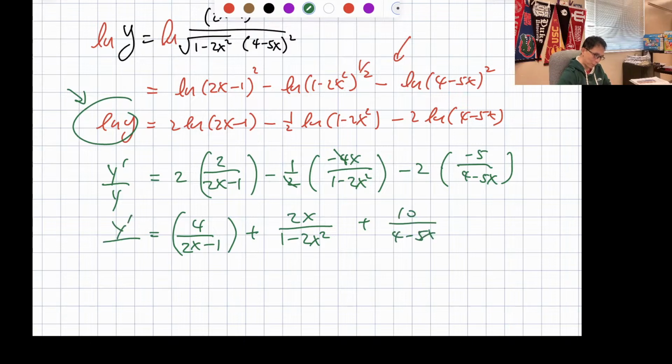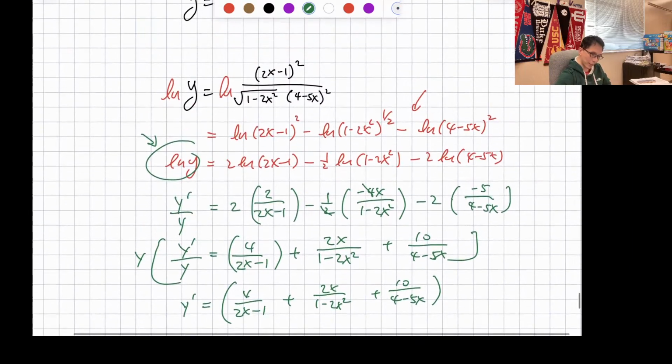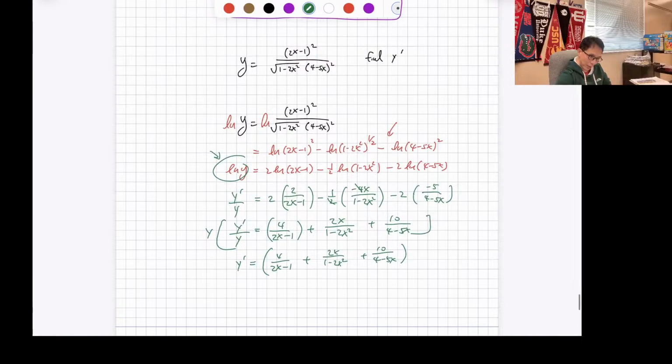But the problem is y prime over y, so that means I need to multiply both sides by y. And that's going to give you y prime is equal to 4 over 2x minus 1 plus 2x over 1 minus 2x squared plus 10 over 4 minus 5x, parenthesis, times the y. Y is the function. So the function is just (2x minus 1) squared over the square root of (1 minus 2x squared) times (4 minus 5x) squared.